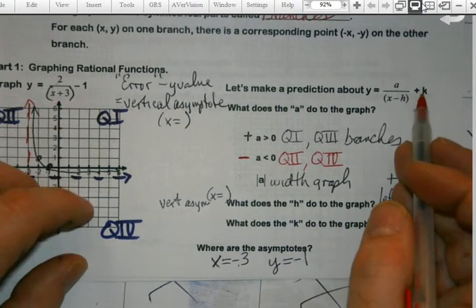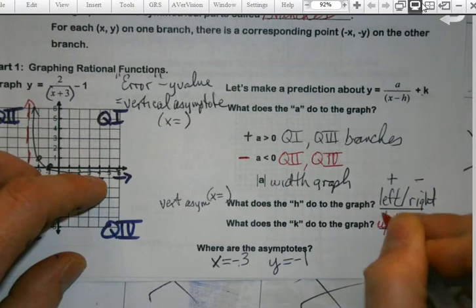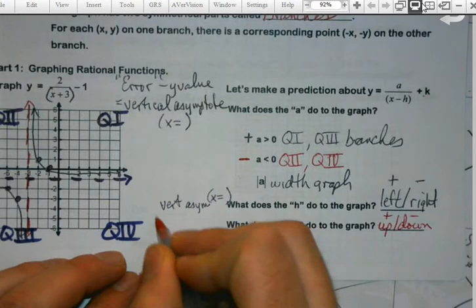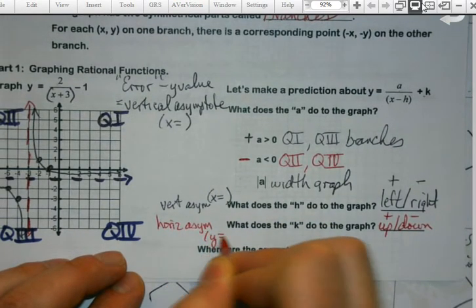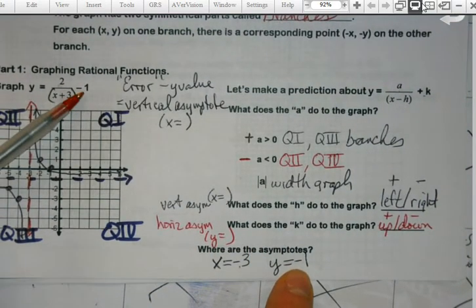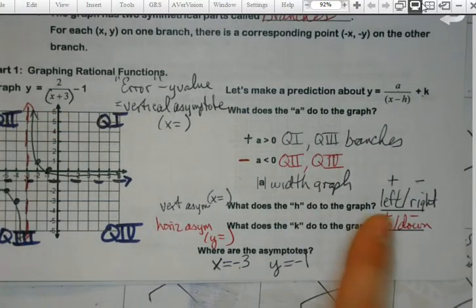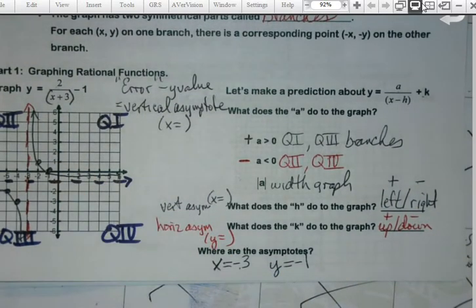The k, the value that's hanging out all by itself, is my up or down shift. That directly connects or correlates with my horizontal asymptote, or my y equals. Y equals -1 because I shifted down 1. They go together. There's lots of connections in this, and once you start to see where the connections come from, you would be able to take this problem, tell me the shifts, and tell me the asymptotes, and what branches are in what quadrants before you ever touch a calculator.